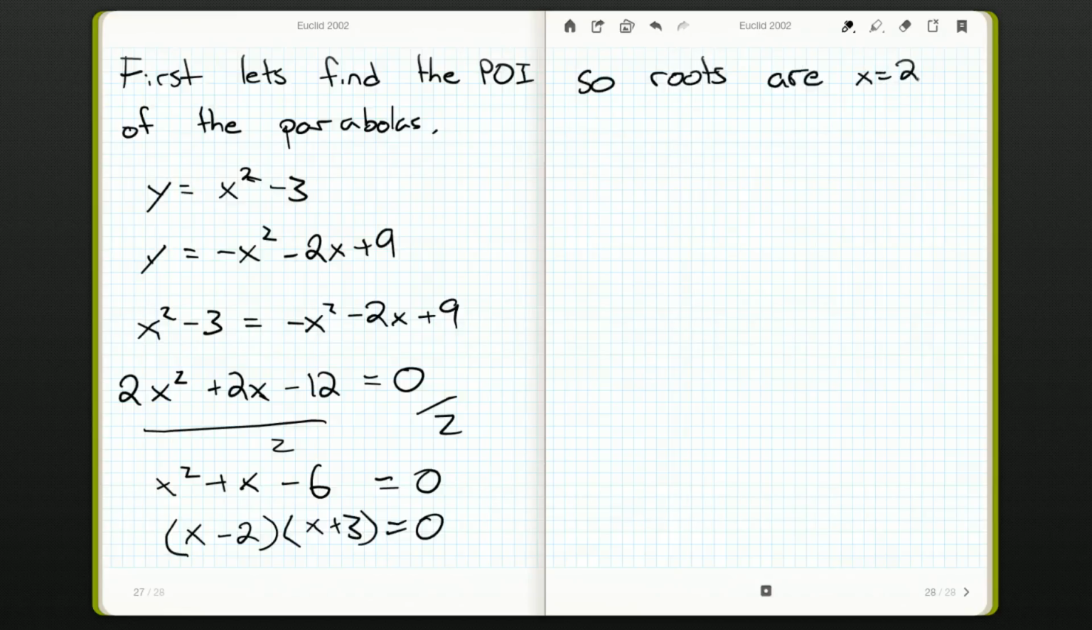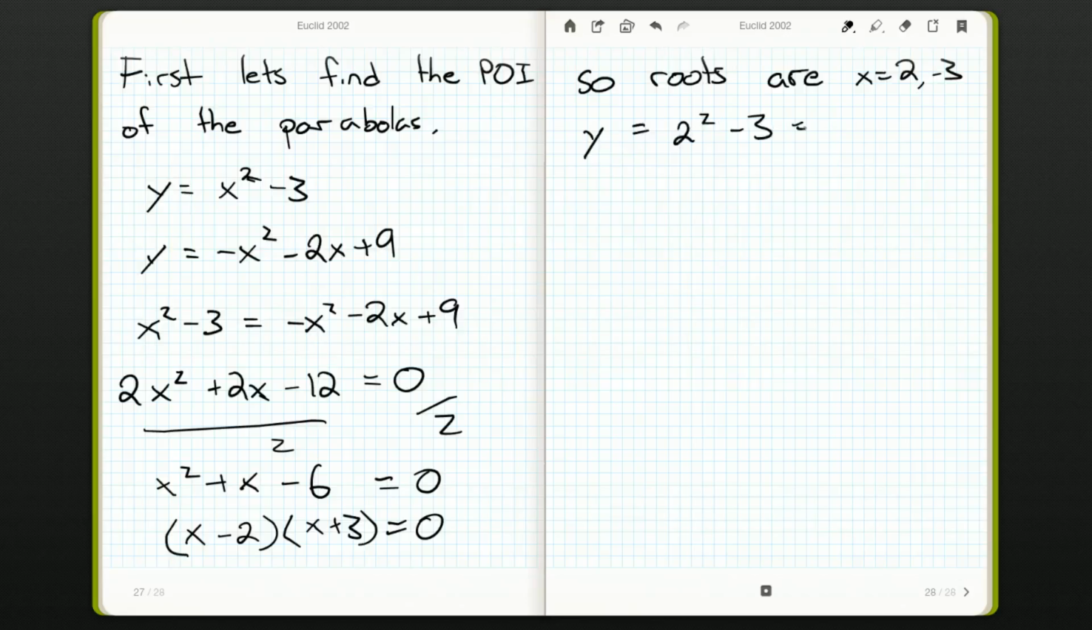So we have roots of 2 and negative 3. And then, what do we have here? 2 and negative 3. Okay, so now we want the actual points of intersection. So pick either one of these parabolas and substitute them back in to get your y value.